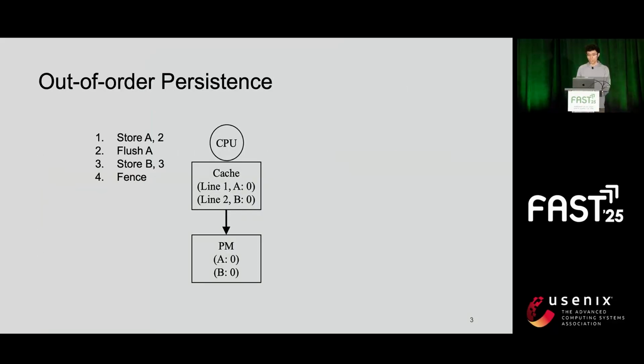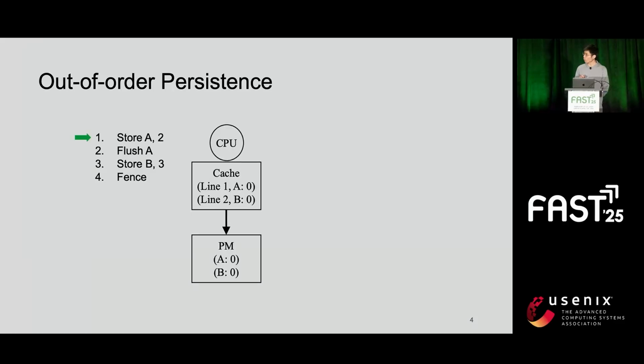First, we're going to talk about out-of-order persistency in P-memory programming. This slide illustrates the concept of out-of-order persistency. In this figure, we have the CPU cache and the P-memory. Initially, there are variables A and B in the system, and both are 0 at the beginning. On the left side, we have 4 instructions. First is store A with number 2, then flush A, then we store B with number 3, and fence.